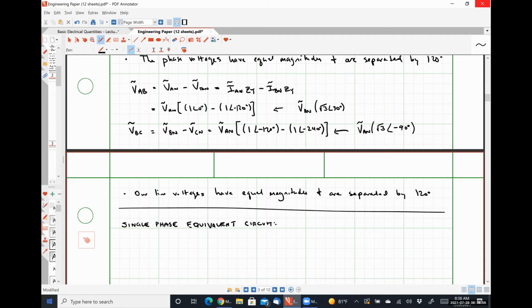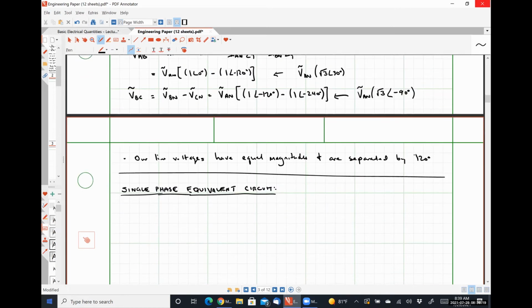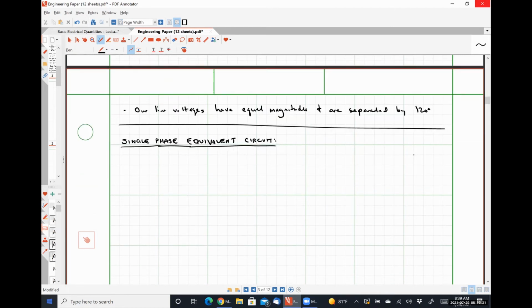And we can do this for any YY system, because the voltage drop across our neutral conductor and the current flowing through our neutral conductor will always be zero, regardless of what the impedance of the neutral conductor is. So I can draw three simple circuits, all right?